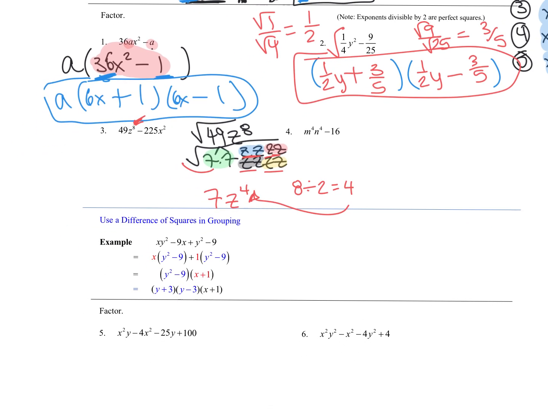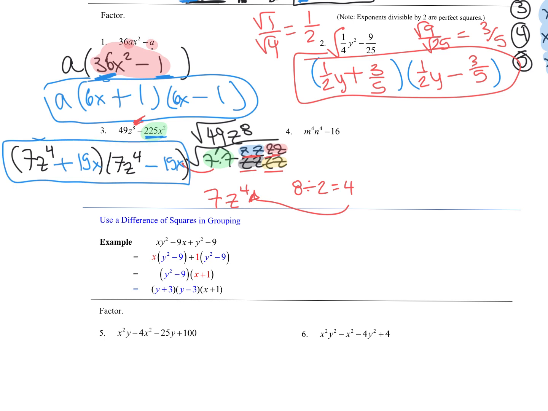All right, so I'm going to have basically the conjugates. And this is going to now be 7z to the 4th here, and 7z to the 4th there. And then I'm going to take the square root of 225x squared. So I know the square root of 225 is 15, and since it's x squared, that would just be 15x, because 15x times 15x would be 225x squared. I will have a positive, I will have a negative.